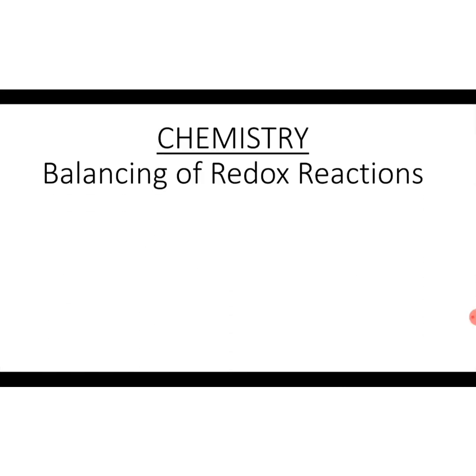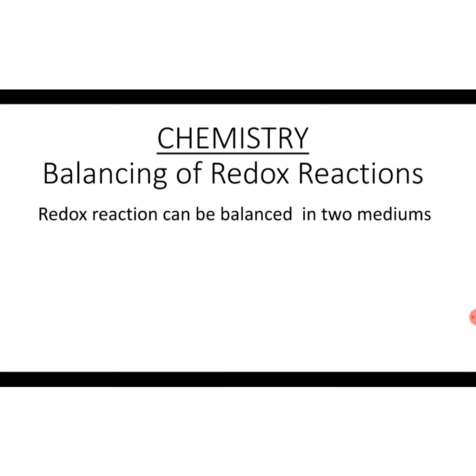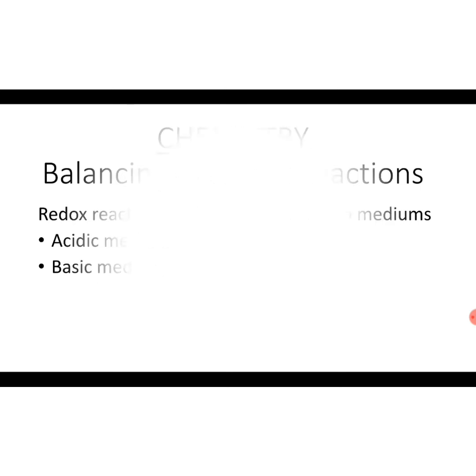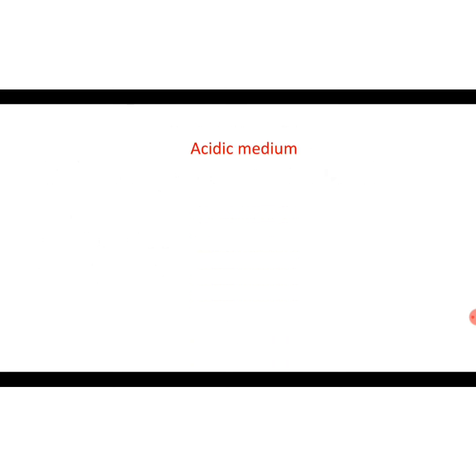So today we're talking about chemistry: balancing of redox reactions. A redox reaction can be balanced in two mediums, the acidic medium and the basic medium. Today we'll be talking about the acidic medium. What is an acidic medium? An acidic medium is a medium having a high concentration of hydrogen ions.